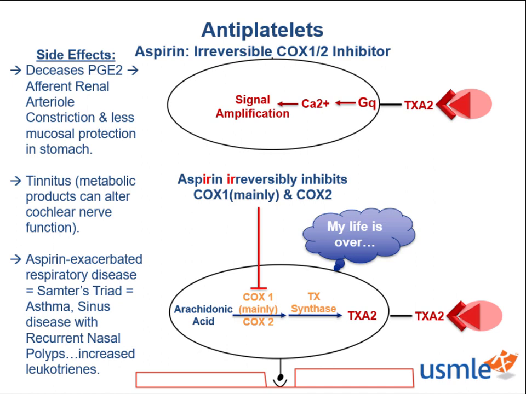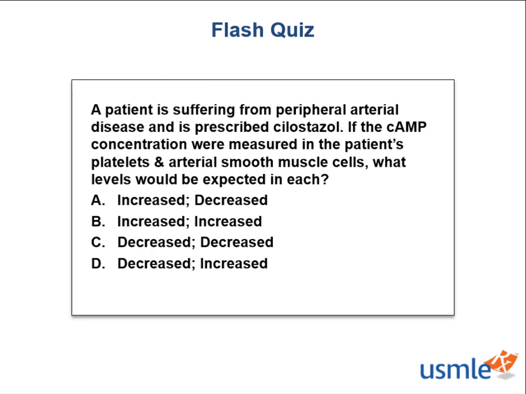Okay, so that was a lot of material. Let's now do a flash quiz to assess your knowledge. The question reads that a patient is suffering from peripheral arterial disease and is prescribed cilostazol. If the cAMP concentration were measured in the patient's platelets and arterial smooth muscle cells, what levels would be expected in each? Take a moment, look through these options. It's a very classic Step 1 question. Go ahead and answer it, and then proceed to the flip of this card.